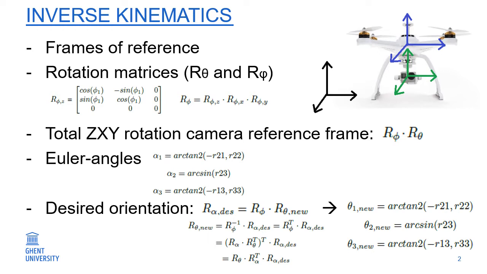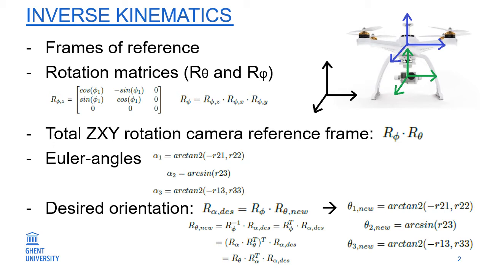To describe mathematically the motion between the different frames of reference, rotation matrices are used, which are composed as can be seen on the slide. R phi represents the motion of the drone with respect to the Earth, and R theta the motion of the camera with respect to the drone. Multiplying both matrices results in the orientation of the camera with respect to the Earth.